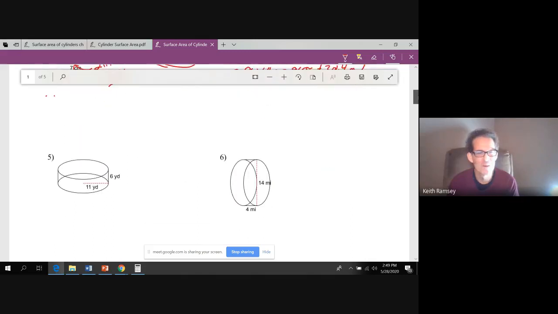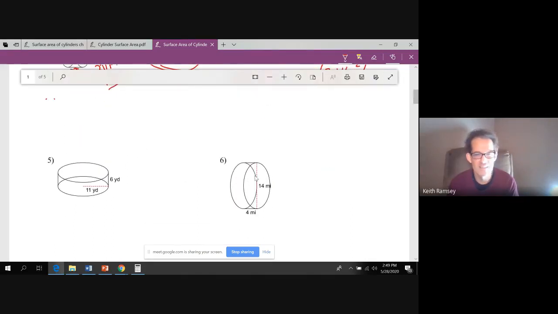Okay, a couple more. Let's look at number 5 and 6. For number 5, it looks like they're giving you the radius. That's good. Number 6, they're trying to fool you. They gave you the diameter of 14. You want half of that for your formula, which would be 7. Try number 5 and 6 for a minute. And if you have any questions, let me know, and then we'll review them together.